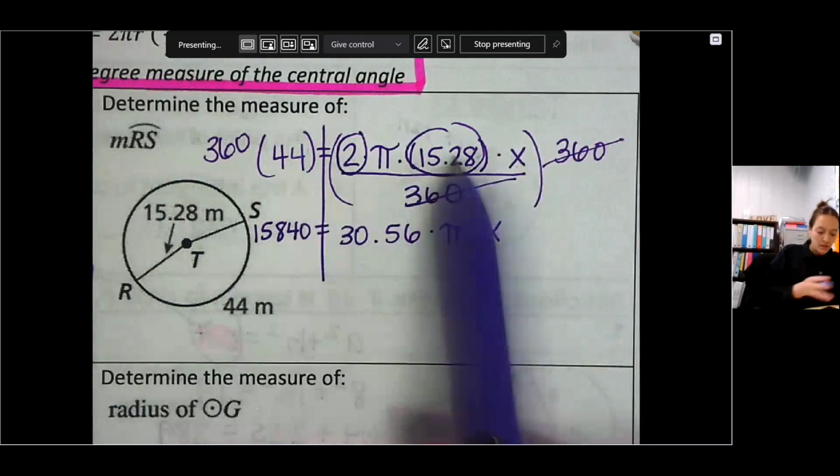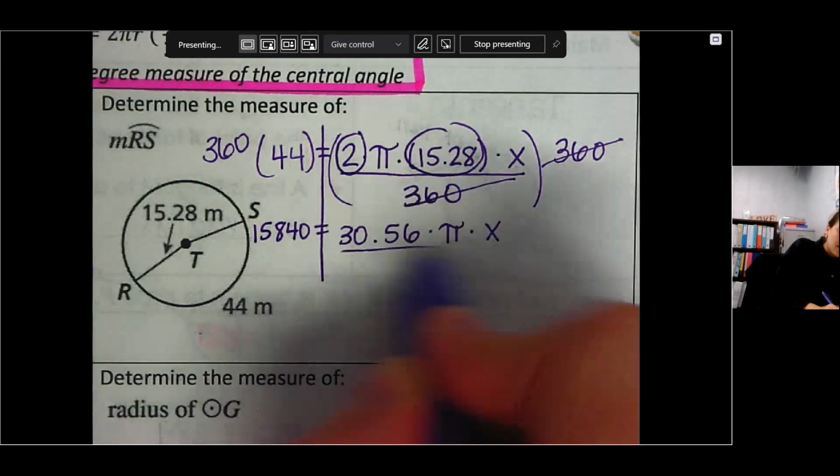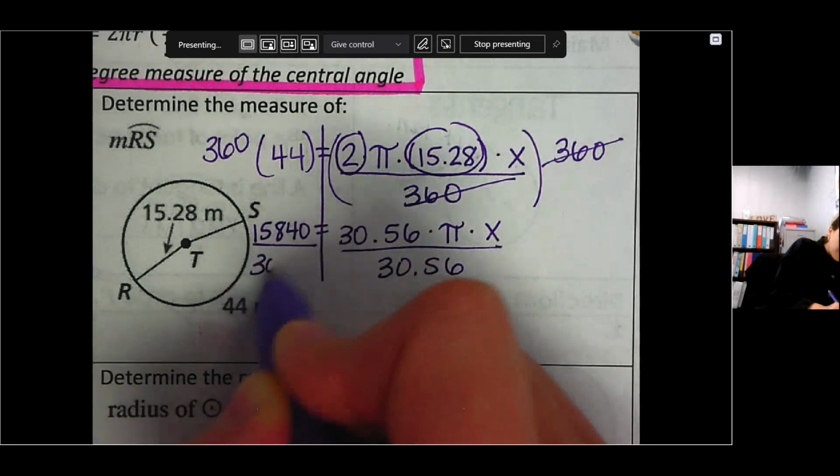Okay, so we just combine some like terms there. Now, again, you're still trying to get the x by itself. So what should I move over to the other side? Okay, by doing what? Dividing it. Good. This is multiplication. So divide by 30.56 on both sides.